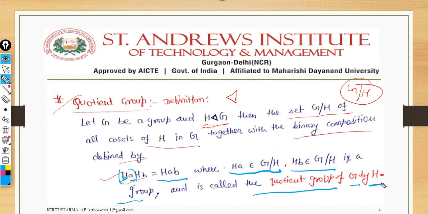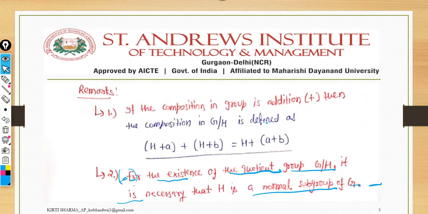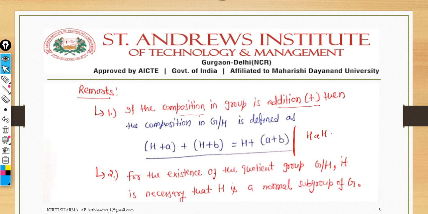I have already told you the operation could be anything, so in the next slide I will give you some remarks. If you want to use the addition symbol in place of composition, then it is also possible. In the previous definition you have seen HA, HB should equal HAB. There the operation is composition, meaning multiplication. Here I am taking the addition one.